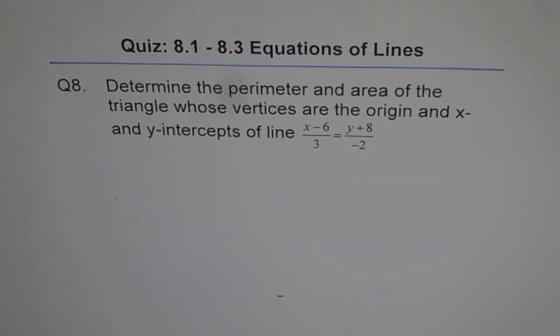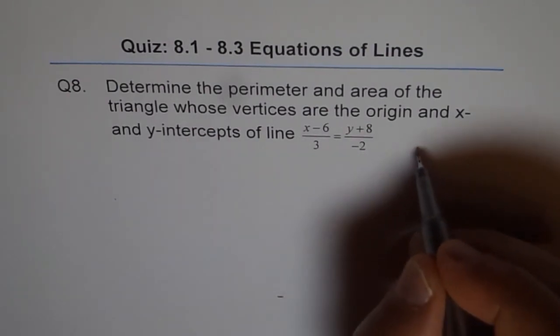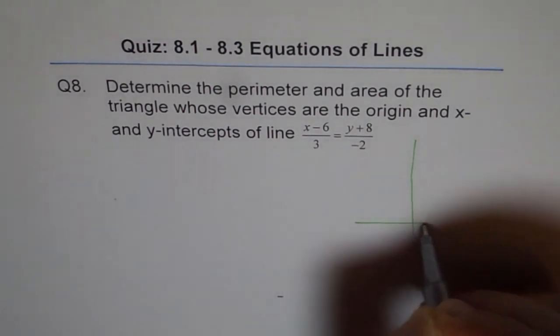Question 8. Determine the perimeter and area of the triangle whose vertices are the origin and the x and y intercepts of the line. Okay, so a line is given to us and we need to find the area and perimeter. So let's try to sketch this.